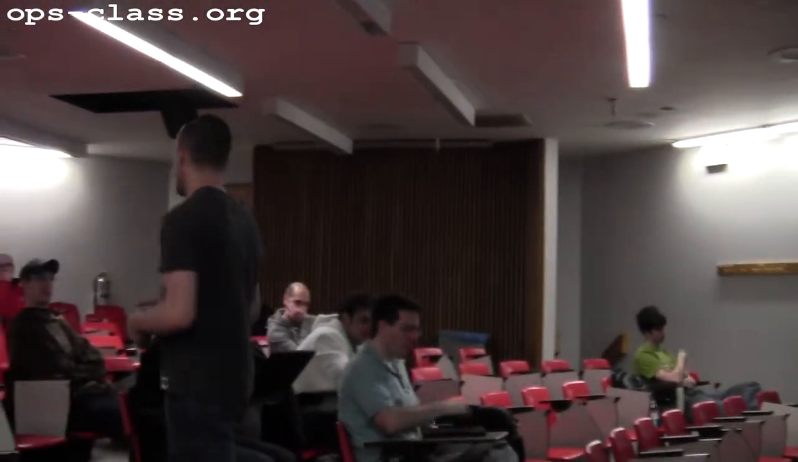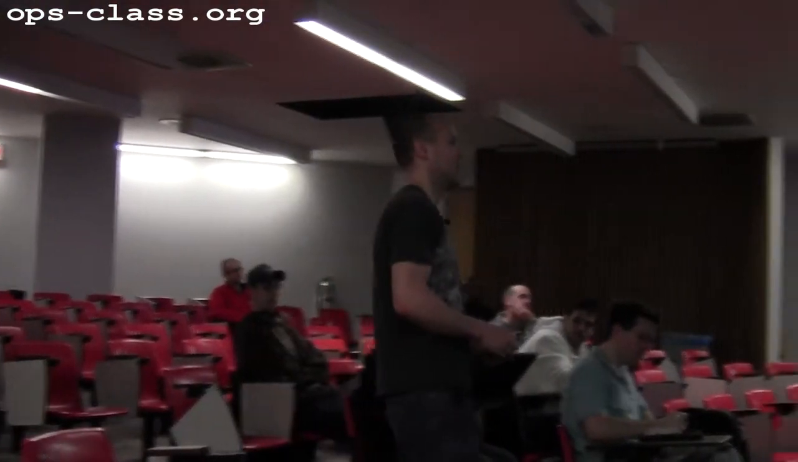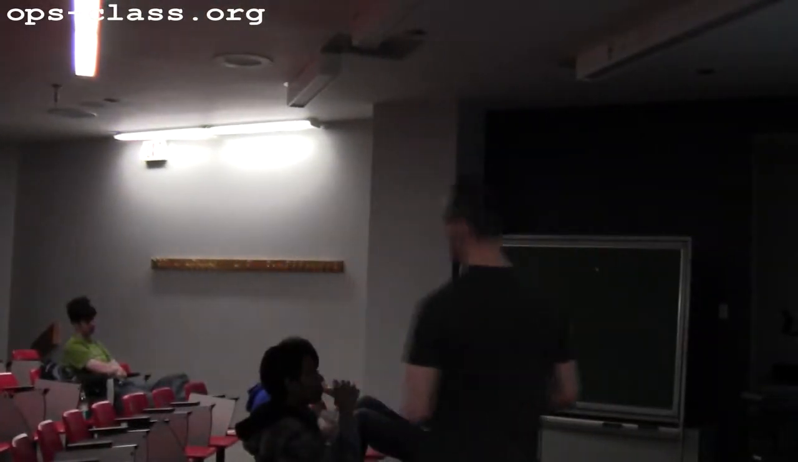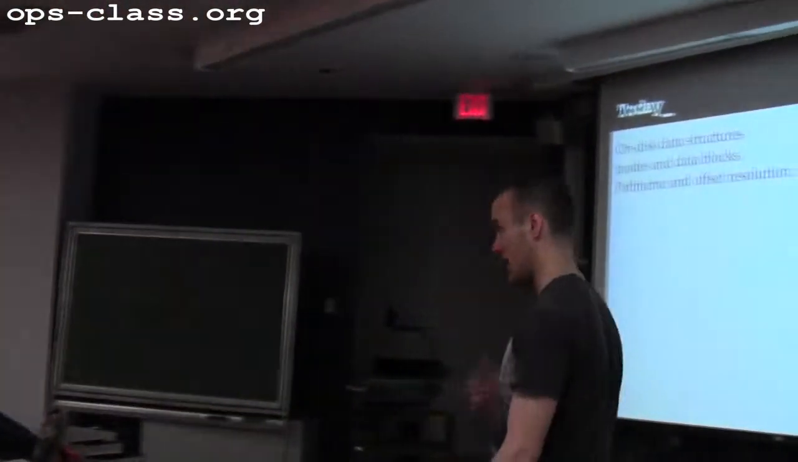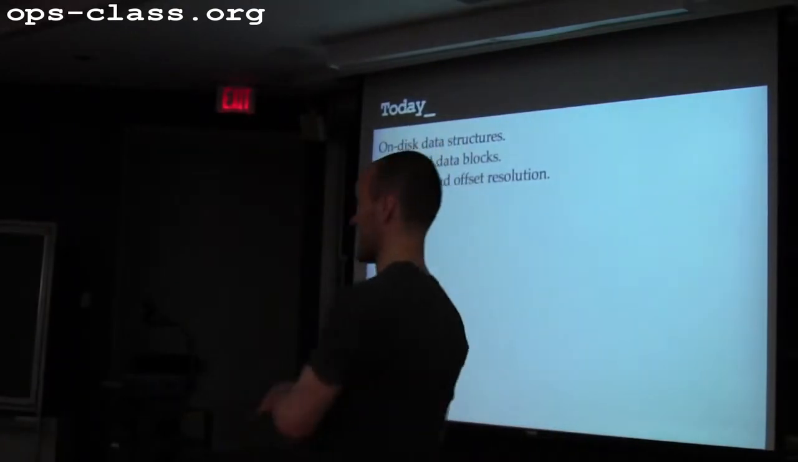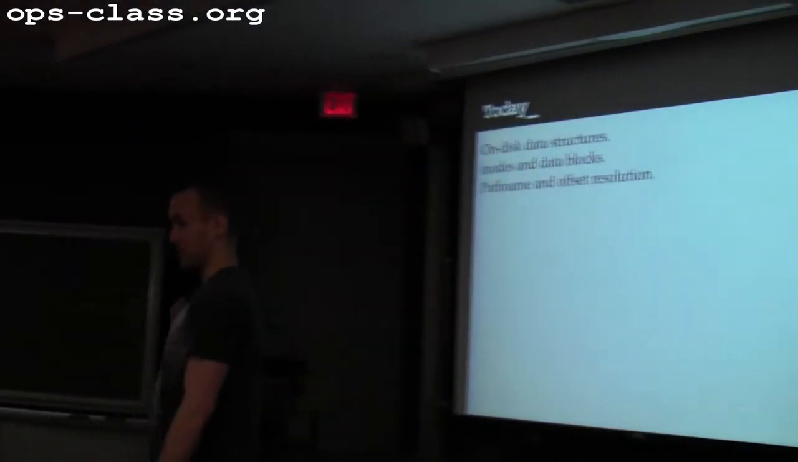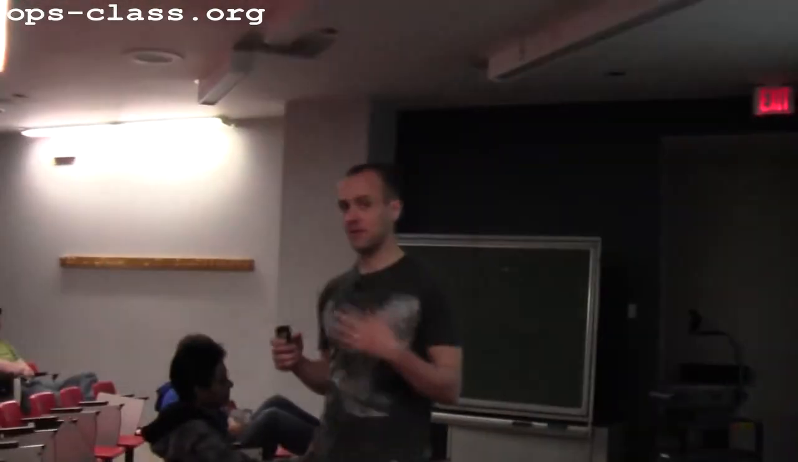So today we're going to talk about on-disk data structures, sort of what happens at the actual block level, right? What happens on the disk? Where do things end up? We'll use some examples drawn from the ext4 file system, showing you how you can use some simple tools to poke around a little bit. And then toward the end, we'll talk about the actual mechanics of resolving path names and finding data, right?